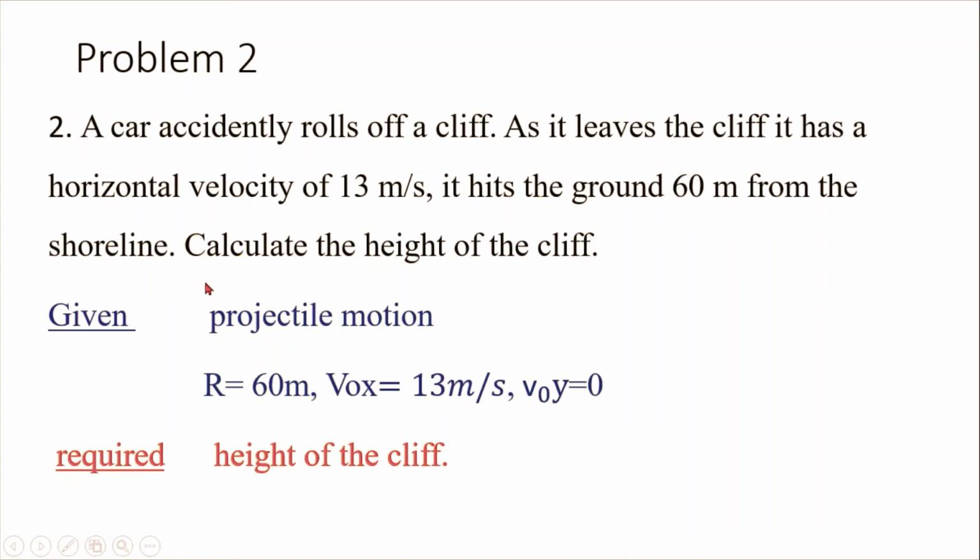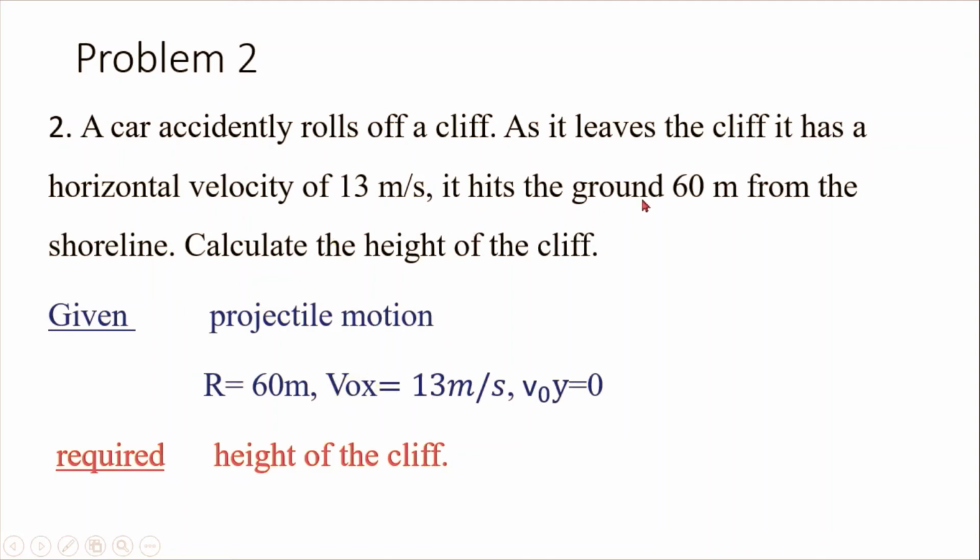Here, to solve the problem, let's identify all the given and the required quantities. In the first statement, we are told only about the rolling of a car. In the second statement, it says, as it leaves the cliff, it has a horizontal velocity of 30 meters per second. So initially, the rolling car had 30 meters per second of horizontal velocity.